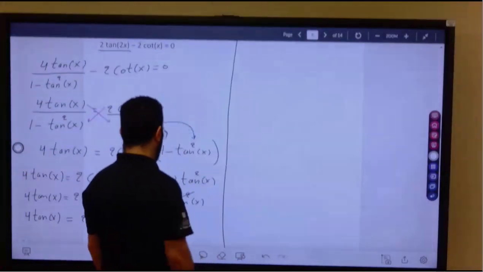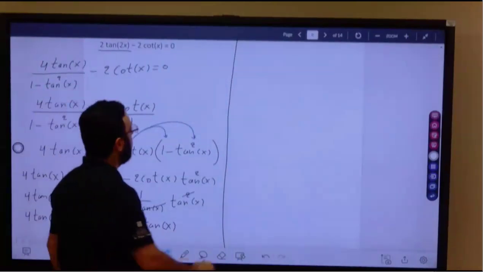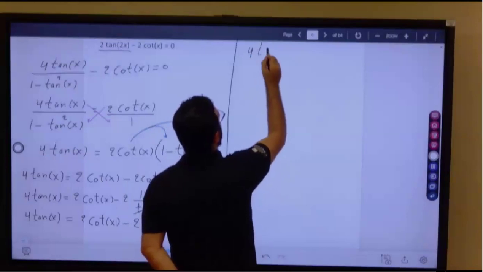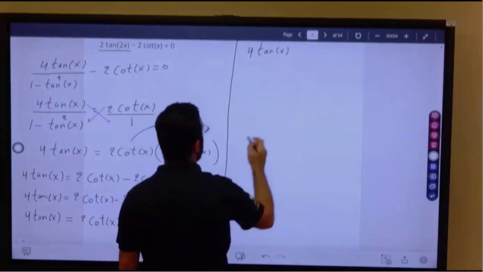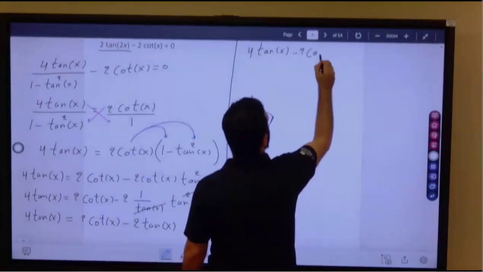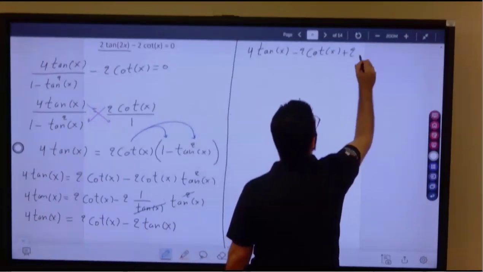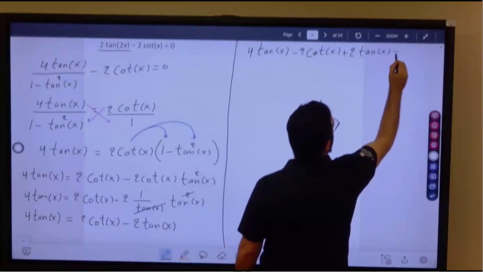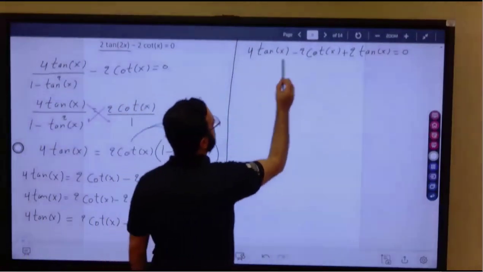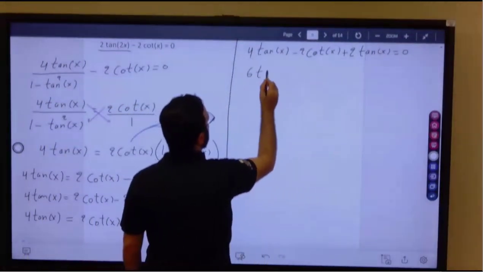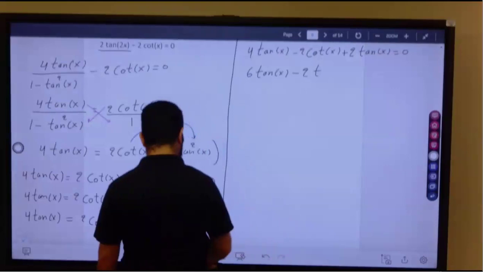Let's move these two terms to this side. If I move these two terms to this side, it's going to be 4 tangent x and minus 2 cotangent x and plus 2 tangent x. Everything will go to zero. Now, yes, I have like terms. I can add these two terms. So it's going to be 6 tangent x minus 2 cotangent x.